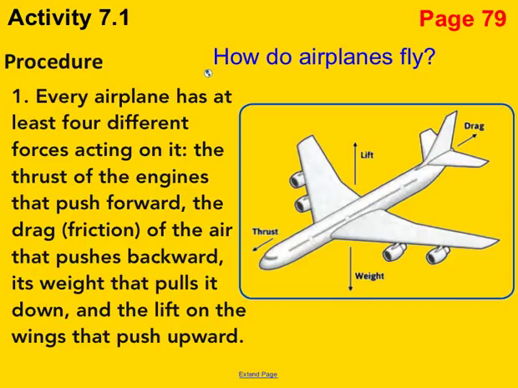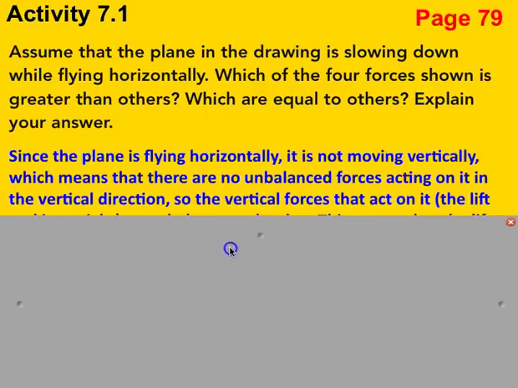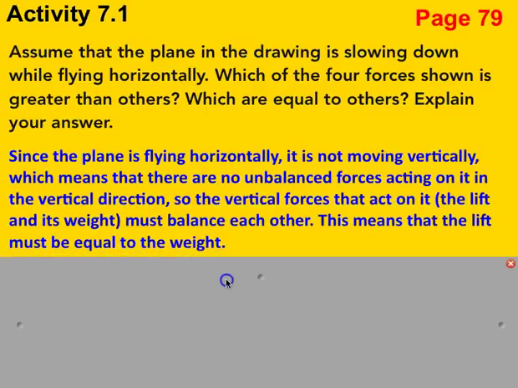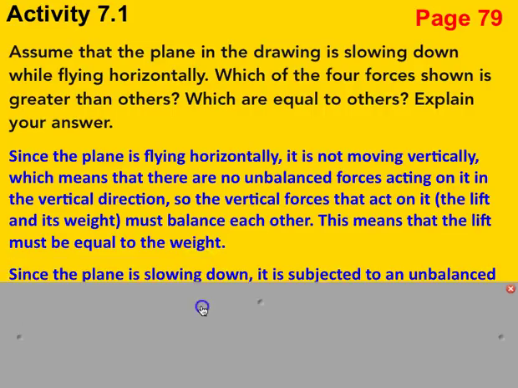All right, so what did you have for an answer? Well, since the plane is flying horizontally, it's not moving vertically, which means that there are no unbalanced forces acting on it in the vertical direction. So the vertical forces that act on it, the lift and its weight, must balance each other. This means that the lift must be equal to the weight. So which are equal to each other? Well, it's the lift and the weight.